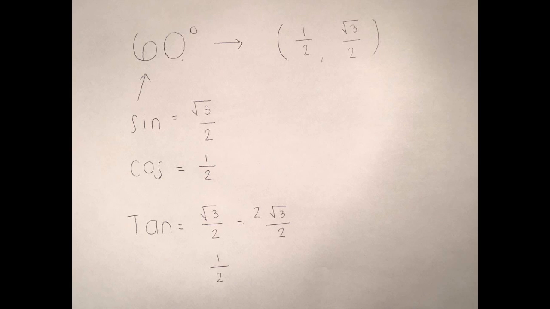For the cotangent, it will be exactly the same, but inverted. So first will be 1 over 2 over the root square of 3 over 2. So we multiply, and it will be 2 by 2 multiplying 2 root square of 3.